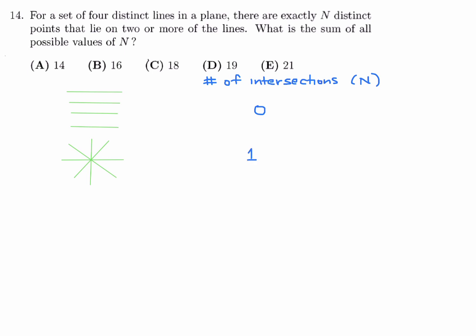Can I get 2 as the intersection points? And if you fiddle around with this one, you'll find that there's really no way of getting exactly 2. There's 2, but where do I put my third line? If I put my third line here, I get 4. If I put my third line here, I get 3. If I put my third line here, I get 1, 2, 3. If I put my third line here, I get 4. So there's no way of getting 2. So 2 is not possible. And that's, I guess, the key to the question right there.